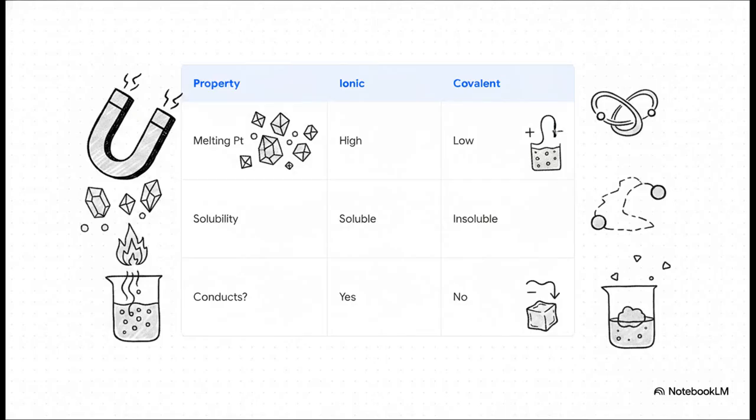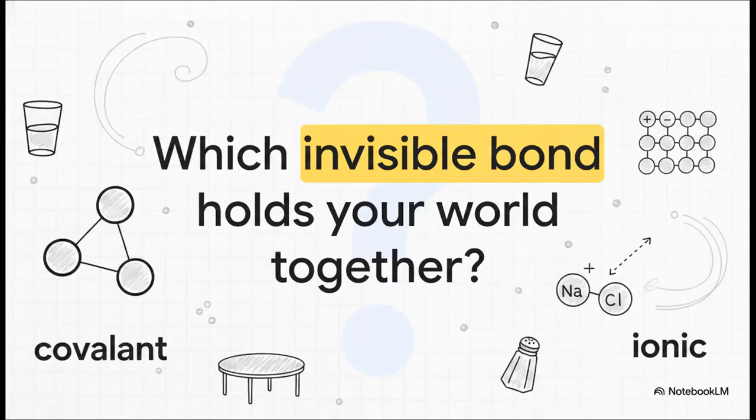Now, because these 2 types of bonds are built so fundamentally differently, they behave entirely differently in the real world. Ionic bonds are like those super strong magnets we talked about, which means they form hard crystals, have crazy high melting points, and they can conduct electricity when you dissolve them in water. Covalent compounds, though, they're just sharing. The hold is a lot weaker, so they have low melting points, usually won't dissolve in water, and they definitely do not conduct electricity.